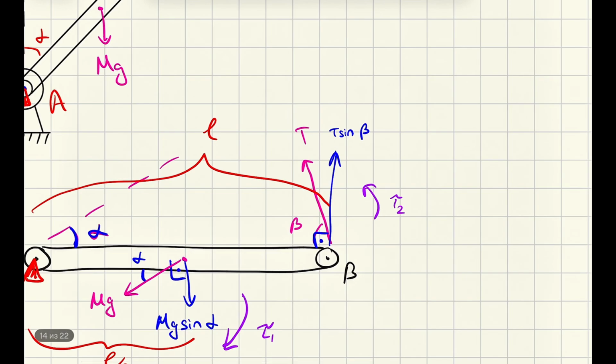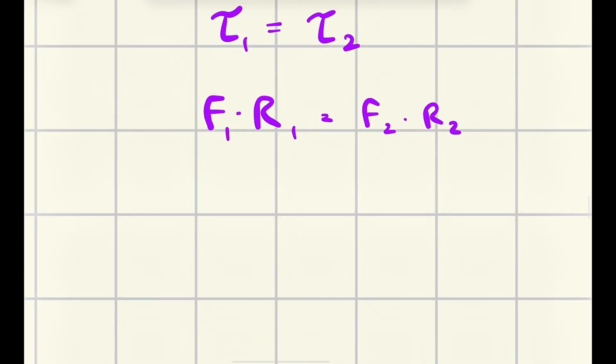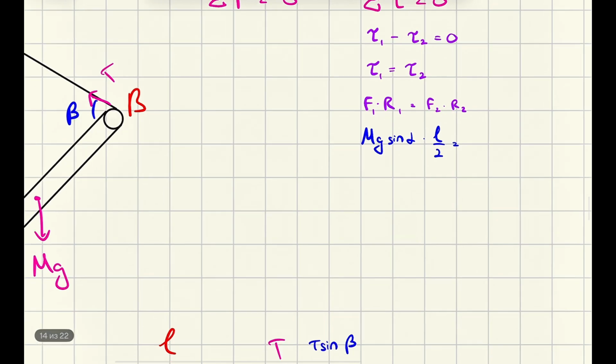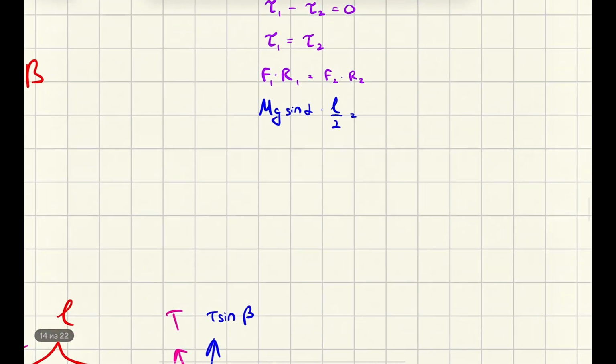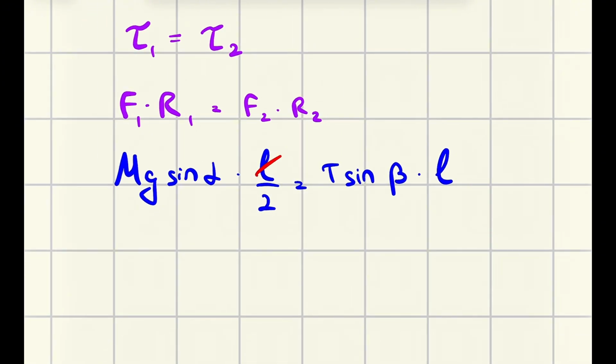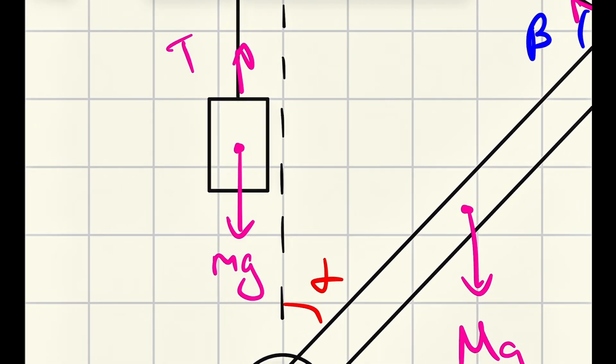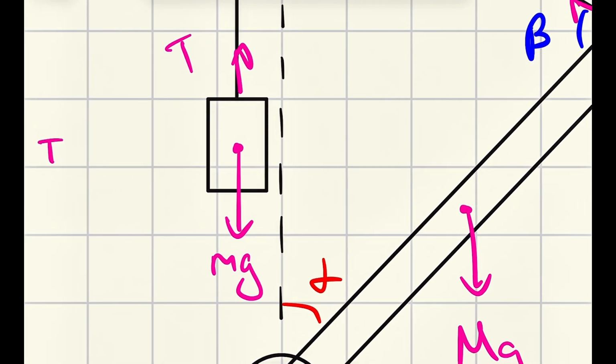mg sine alpha is the force 1, and its distance is L divided by 2. So in here we must have mg sine alpha multiplied by L divided by 2. Here this force 2 that is trying to rotate is T sine beta, and the length is just the entire length. As you can see, we can cancel those out. We know the meaning of the tension force because it is exactly here. It is an equilibrium state, which means that those forces are equal to each other.